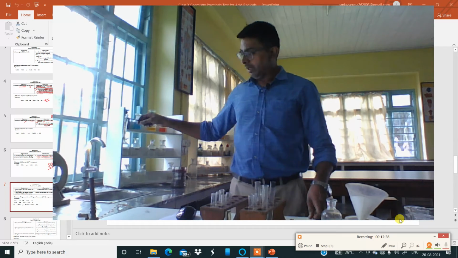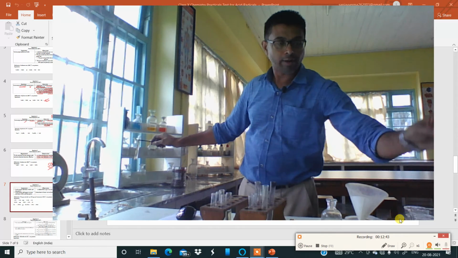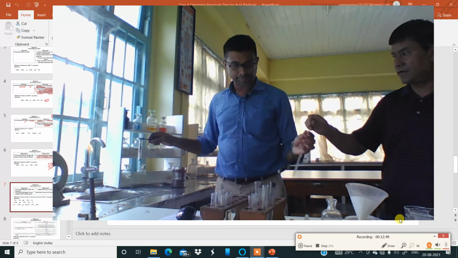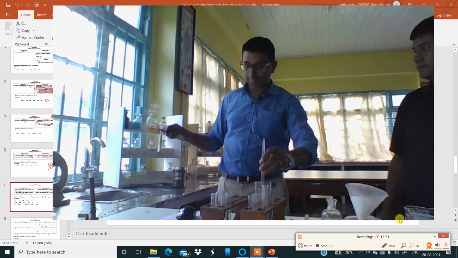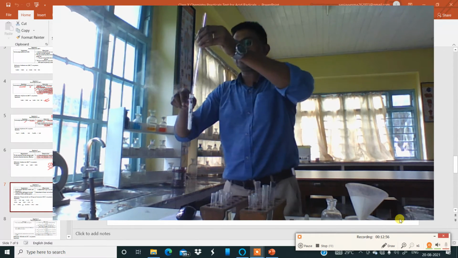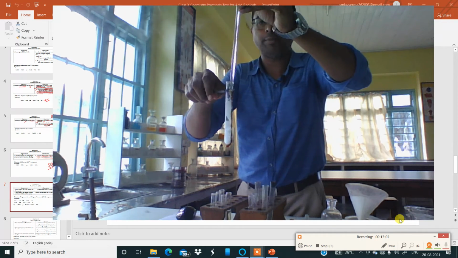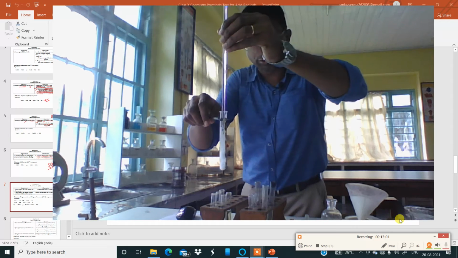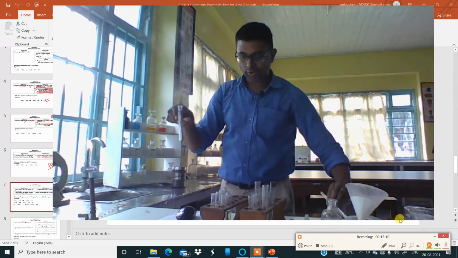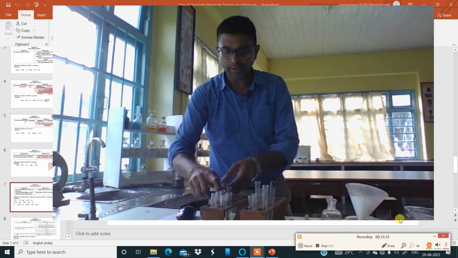Now if I bring a glass rod dipped in concentrated ammonium hydroxide near the gas, then definitely I am going to get dense white fumes. The gas has already escaped, but you can see the fumes. A lot of fumes are coming out. These fumes are because of the formation of ammonium chloride. So this confirms the presence of chloride ion in the given sample.